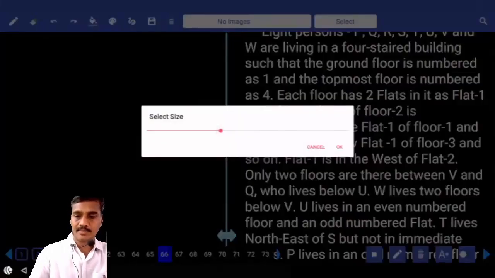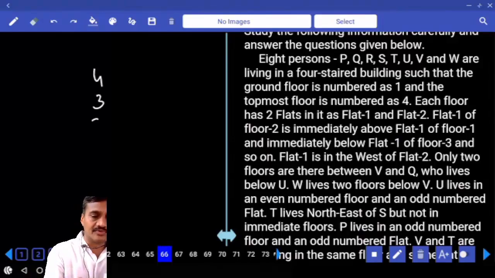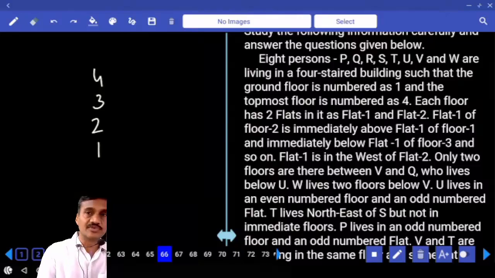Now 8 persons were there living in a 4-story building. 4-story building, what are the floors we have? 4, 3, 2 and 1. And again, how many flats were there? 2 flats were there. Now left hand side and right.